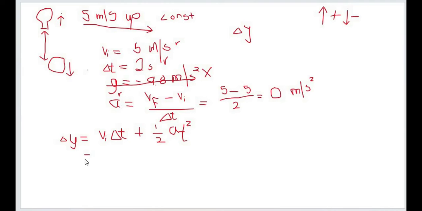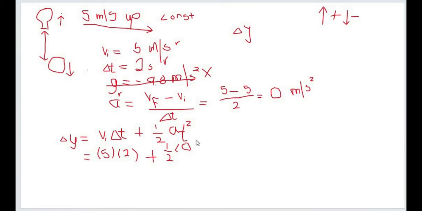And then you say, okay, what's my initial velocity? So my initial velocity is 5 up, so it's positive because we decided that upward motion is positive. The change in time is 2, plus a half. What's our acceleration? It's 0, so it's multiplied by 0.